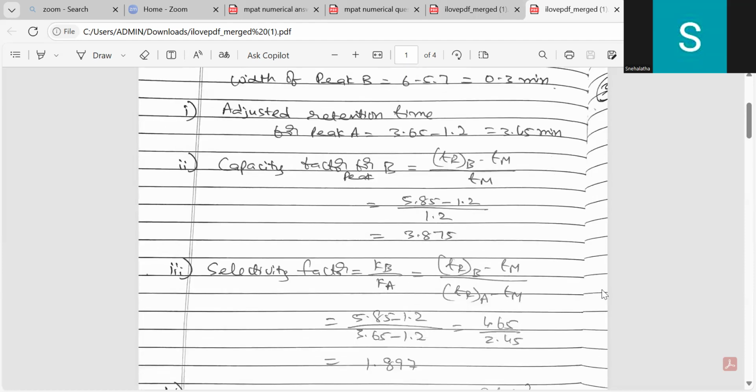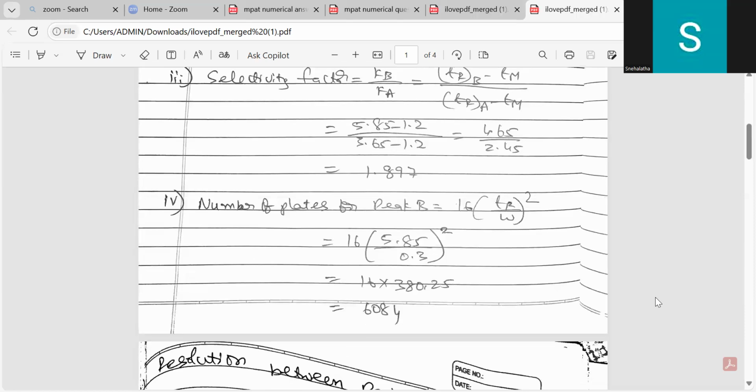Second formula is selectivity factor. If there are two analytes, A and B, the selectivity factor is calculated by using the formula TRB minus TM divided by TRA minus TM. Here TRB refers to retention time for analyte B, TRA refers to retention time for analyte A.